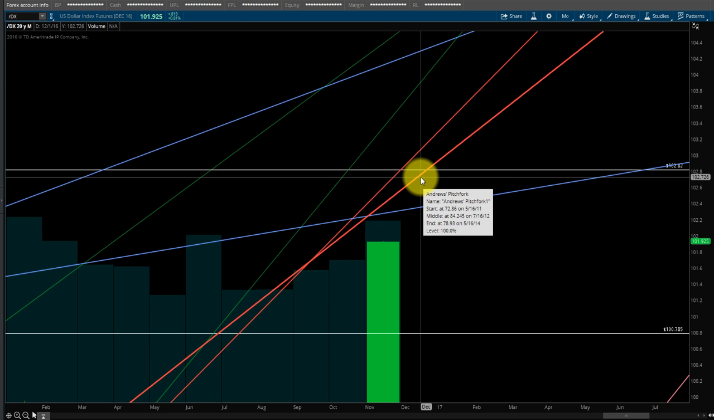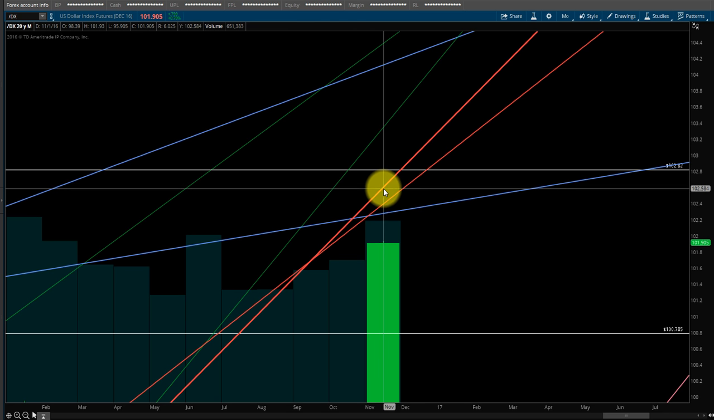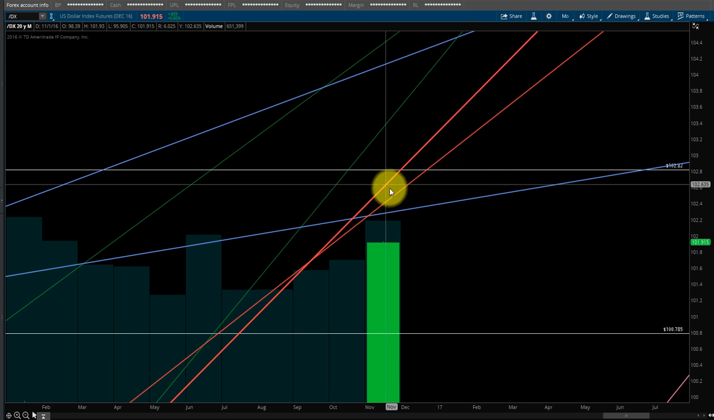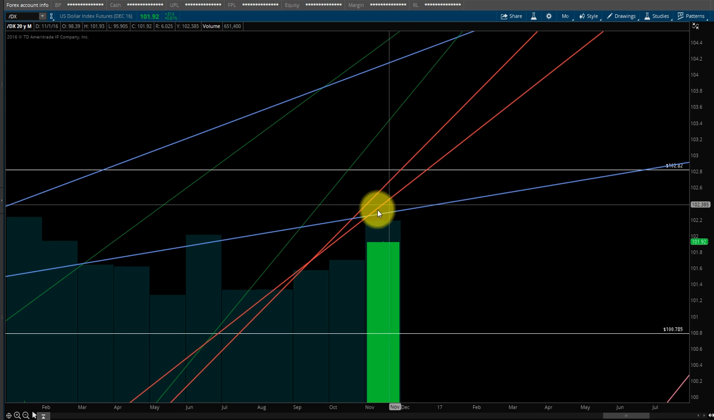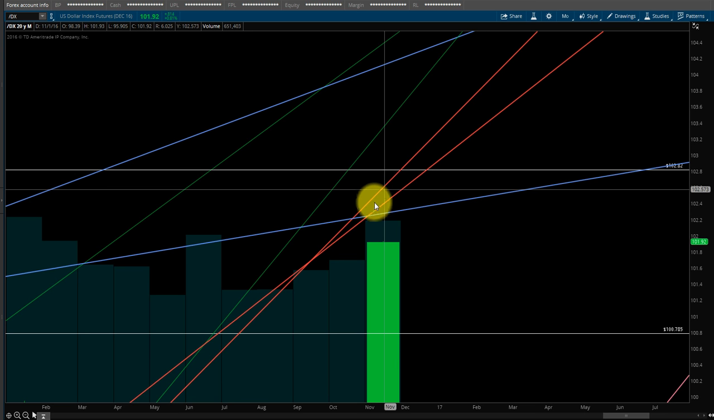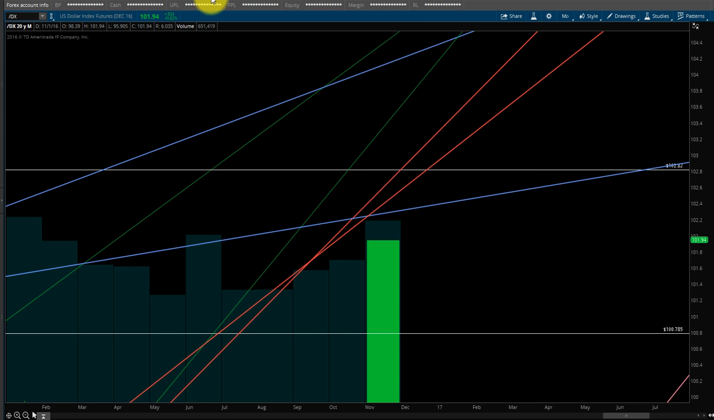maybe a December candle, or just keep it simple. 102.59, and then that pivot high, that monthly pivot high of 102.82. So kind of keep an eye on those levels. These are using the trend line, monthly pivot, and pitchfork technique of levels.